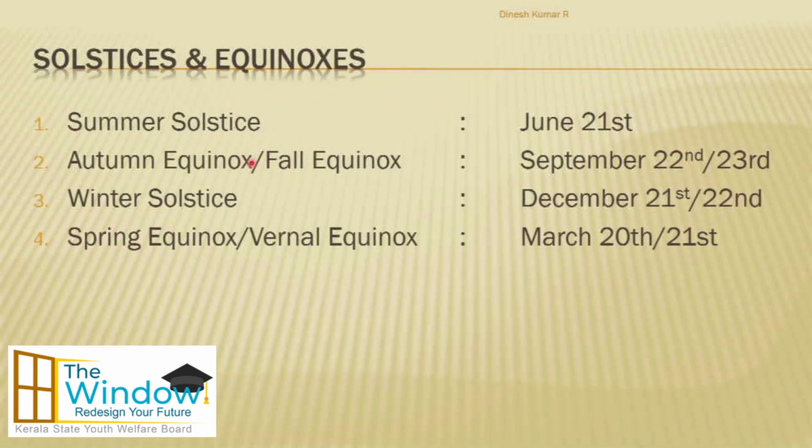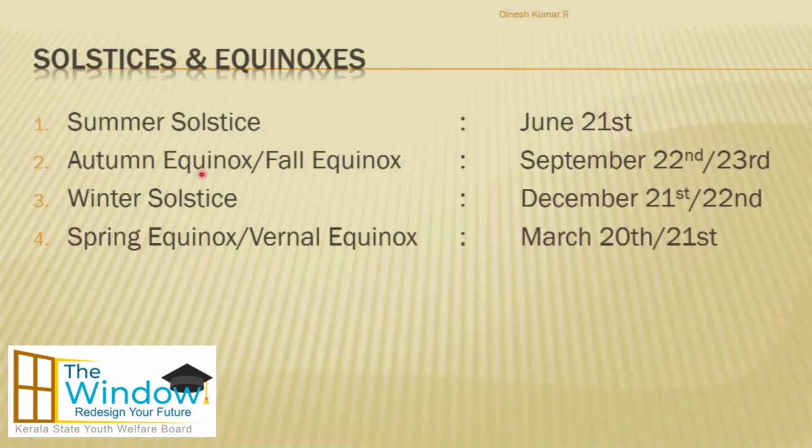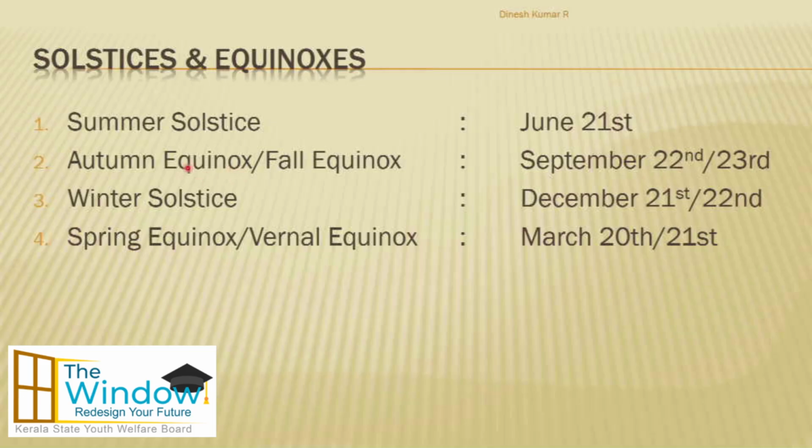Not Tropic of Cancer. Can I say it is directly above the equator? So whenever the sun is directly above the equator, that position is referred to as equinox. If you can see this slide here, whenever the sun is above the equator, that is equinox. Now during the month of September, if the sun is above the equator, it is referred to as autumn equinox. The other name is fall equinox.